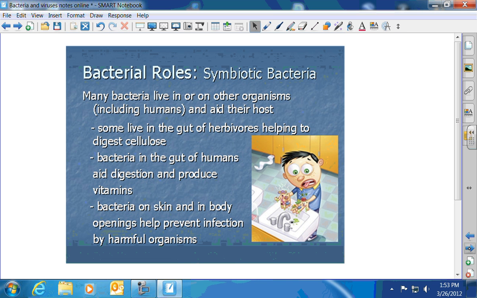Let's see what else. Pathogens. Bacteria can be a pathogen. Now when I say pathogen, it means it's disease causing. Could be deadly, maybe not, but it's a disease-causing bacteria. Only a small portion of bacteria are pathogens. These bacteria produce toxins that are released by the bacteria to cause these diseases. They can poison the cells and damage tissues.